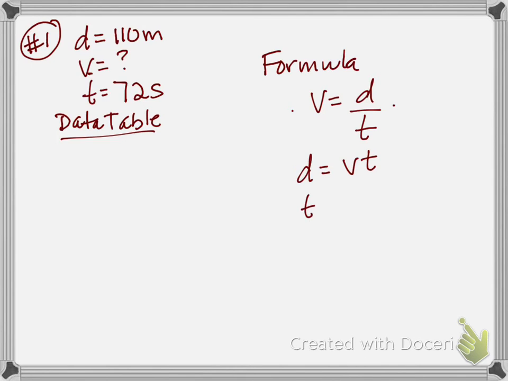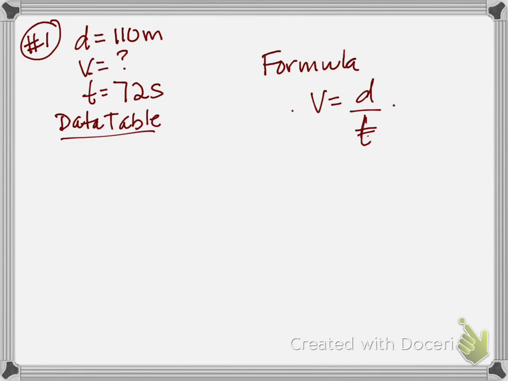What if we ask for the time? Well, that's a little trickier, but if I start with this formula here and divide both sides by v, I get time equals distance over velocity. So here are the 3 formulas that you'll use. You don't need to write all of them down for this problem, right? When you're doing a problem, you only have to write down the formula that you're going to need.